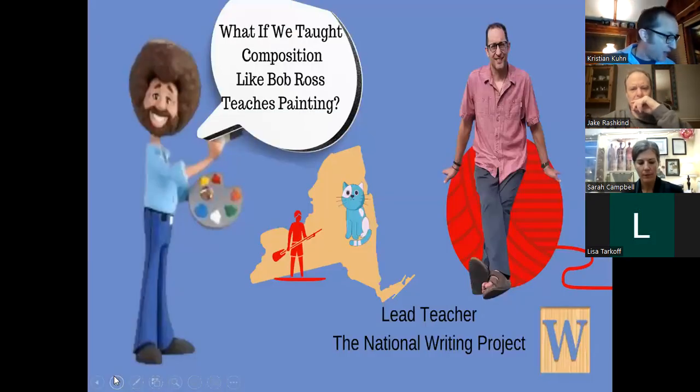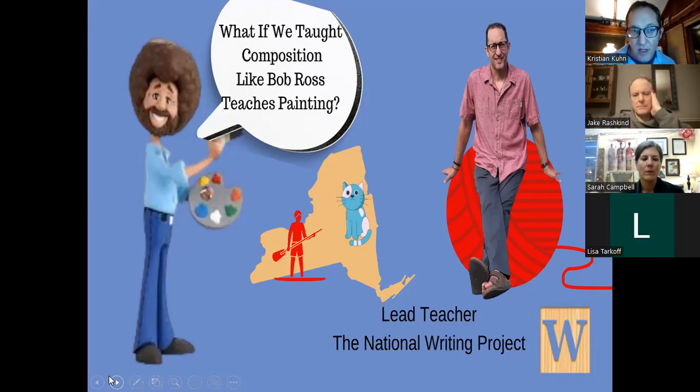So just a little bit of background information on me. I'm that guy who's always asking, what if we taught composition like Bob Ross teaches painting? So that's kind of my inquisitive question. And I think it changes everything. So there's a fundamental difference between the assigning of teaching and the direct explicit teaching of it.